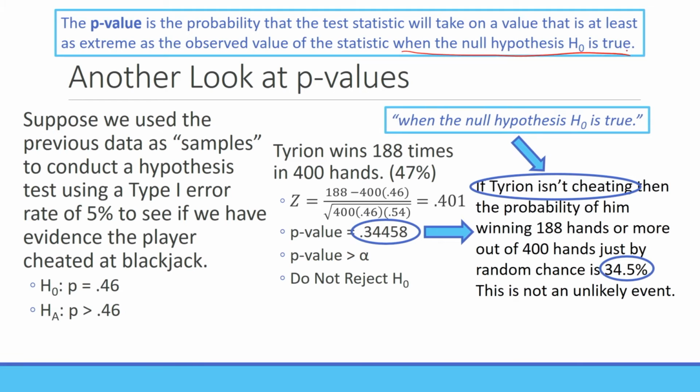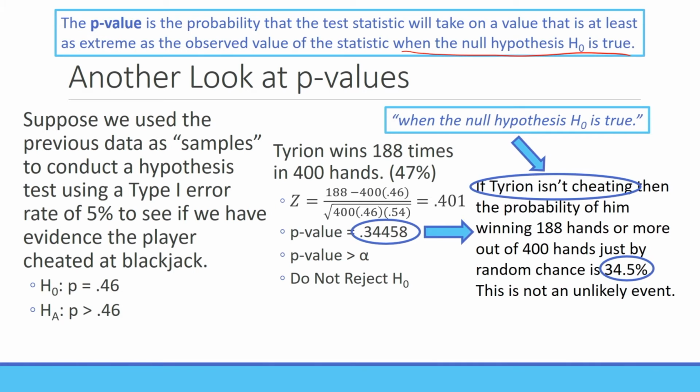So this last part, well, our null hypothesis is that Tyrion wins 46% of the time. That is what he should win if he's playing fair, if he's playing honest. So that's where the first part of our statement comes from. If Tyrion isn't cheating, or we could say if he's playing honest, however you want to term it, that is when the null hypothesis is true. So that's talking about our assumption.